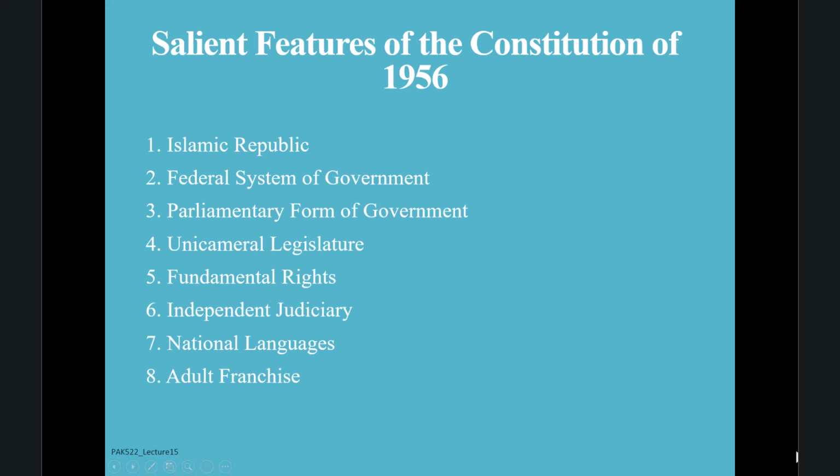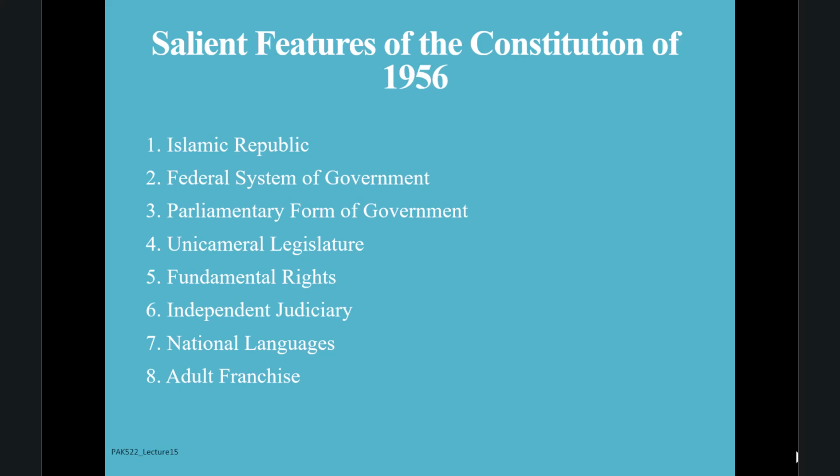Dear students, now we will discuss the salient features of the Constitution of 1956. Number one, the Islamic Republic. One of the most significant features of the 1956 Constitution was that it officially declared Pakistan an Islamic Republic. This provision reflected the ideological foundation of the country and the aspirations of the Muslim population.